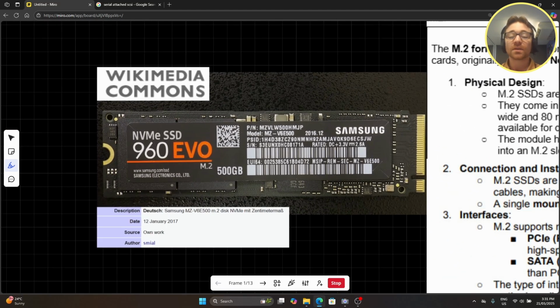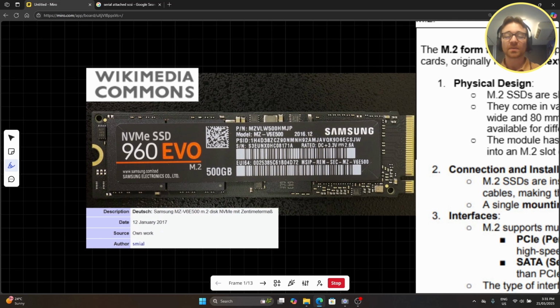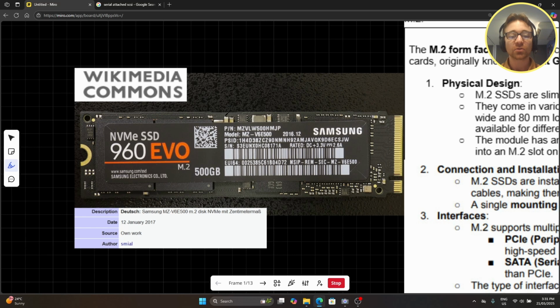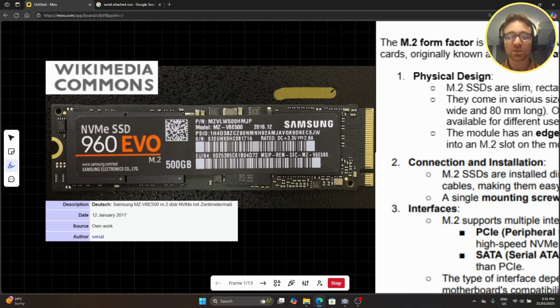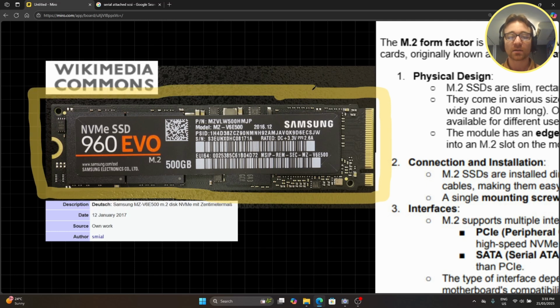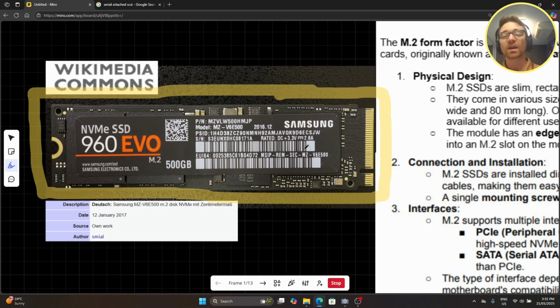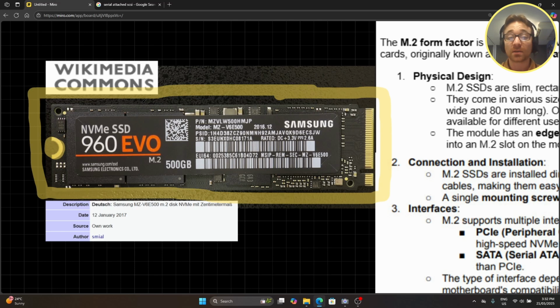The M.2 drive is a form factor, which just means a shape and size of SSDs. The M.2 drive is much smaller, right? It's a very small rectangular chip-looking thing, and it actually plugs directly into the motherboard. You can insert it into the motherboard with a single screw. You would just screw it in with a single screw back there, and it is the fastest form factor of the SSD that you can use.